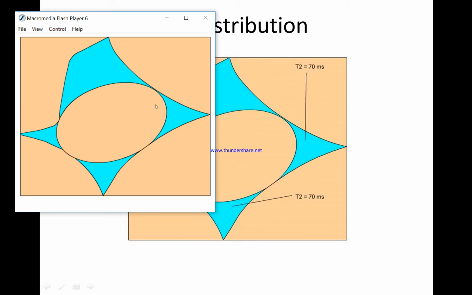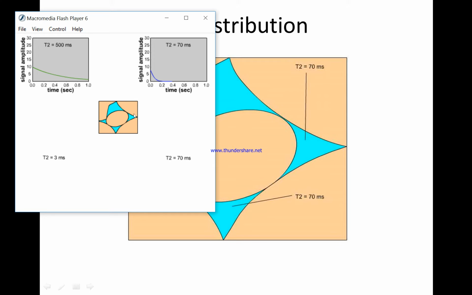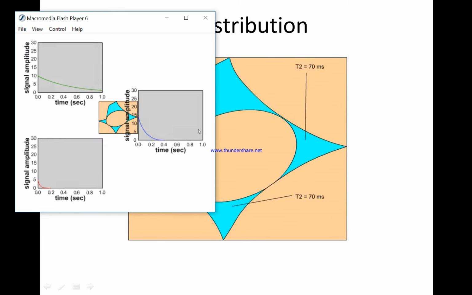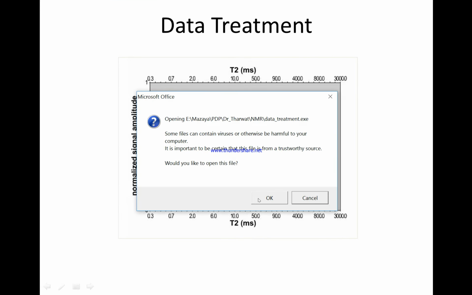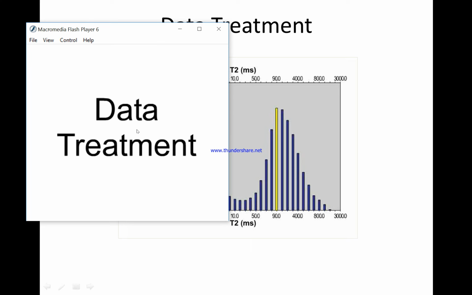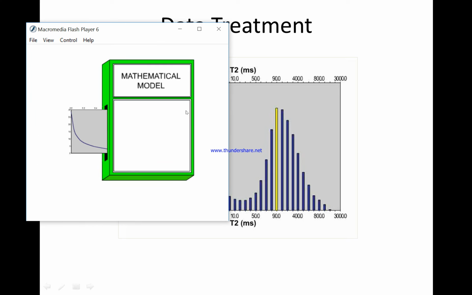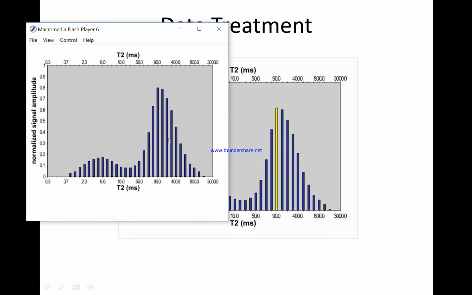Here are the T2 distributions. In this one, at certain depths, we have very different pore sizes. T2 is 70 here, T2 is a few milliseconds here, and here it is 500 milliseconds. Each one will have a certain sort of decay. The sum of the three of them will be the total one in this case. How can we treat the data? We take the echo spacing, end up with the mathematical models, and get the T2 distribution in this case.